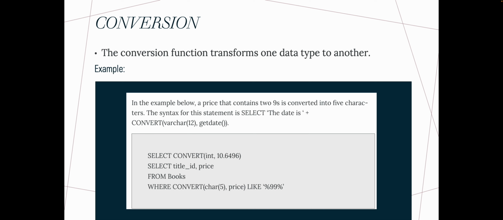Conversion. So this conversion function transforms one data type to another. In this example below, a price that contains 2 nines is converted into 5 characters. The syntax for the statement is select, the date is, and then it converts to varchar 12 from getdate. That's what it's showing here, the select convert statement. We're using the title ID and then the price from the books table, and this is where we are converting.